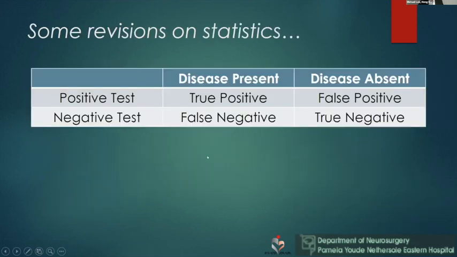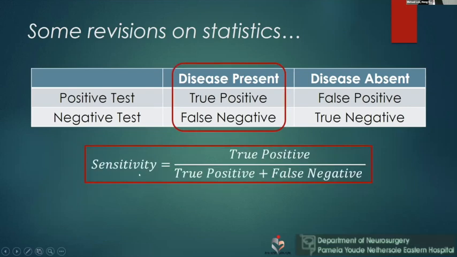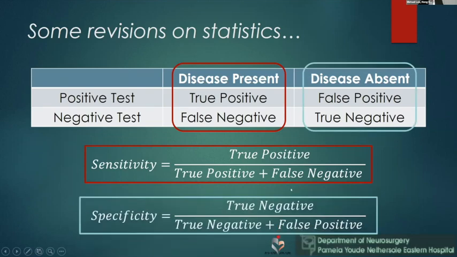We also have to mention some statistics before we go forward. You know that for this 2x2 table, you have disease present, disease absent, positive test and negative test. So we have two positive and two negative. By sensitivity, we mean that we concentrate on the presence of disease, and how good we can pick up this presence of disease: true positive over true positive plus false negative. Specificity means how good we can say it's really negative without the disease: true negative over true negative plus false positive.